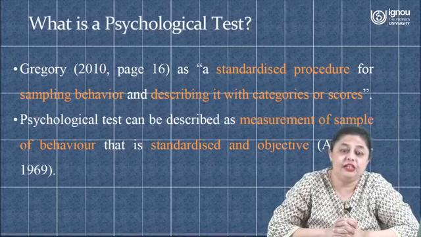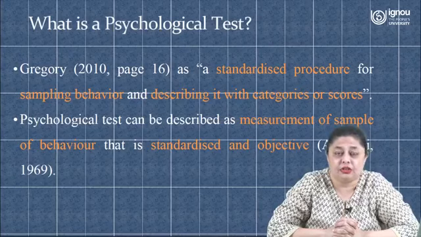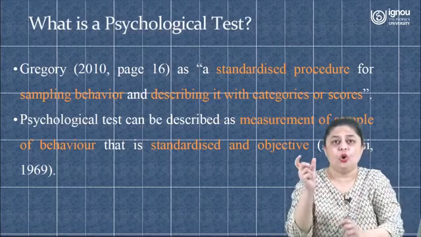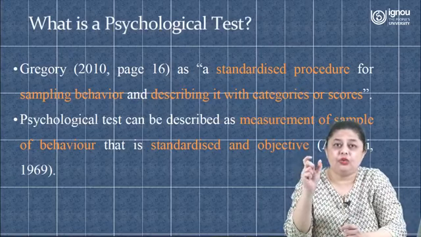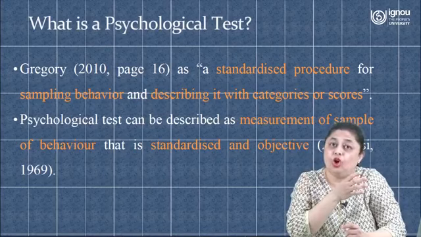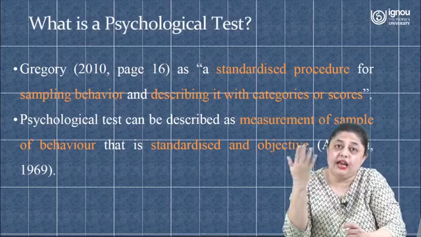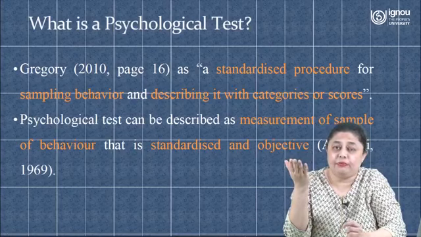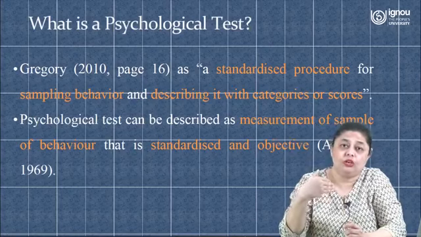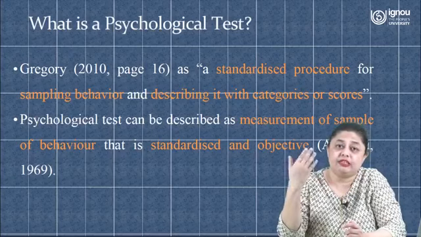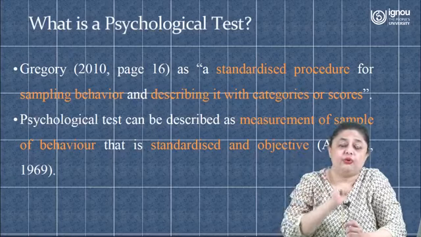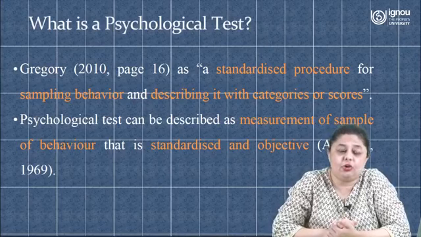And here this definition focuses on quantification, because ultimately what we get is a score, and then easily with that score, if we compare it to the norms, you can say whether the person has a high score or low score on that particular variable. If it is adjustment, whether the person has high adjustment or low adjustment, that is how you can decide with the help of a psychological test.